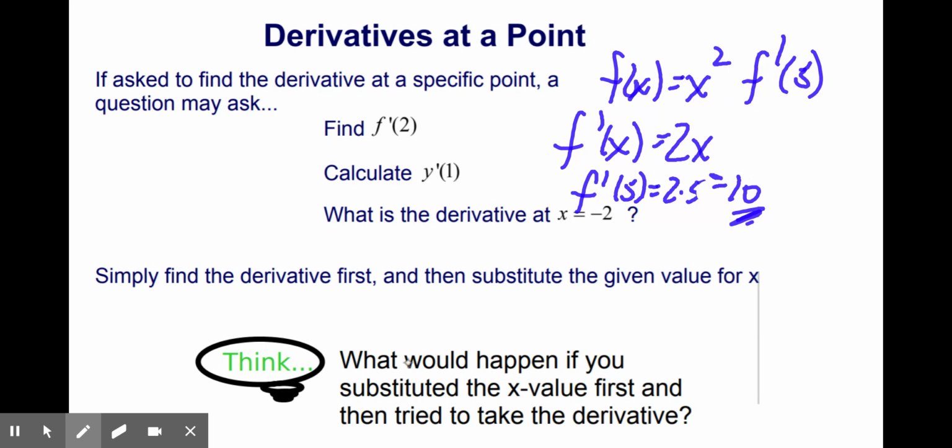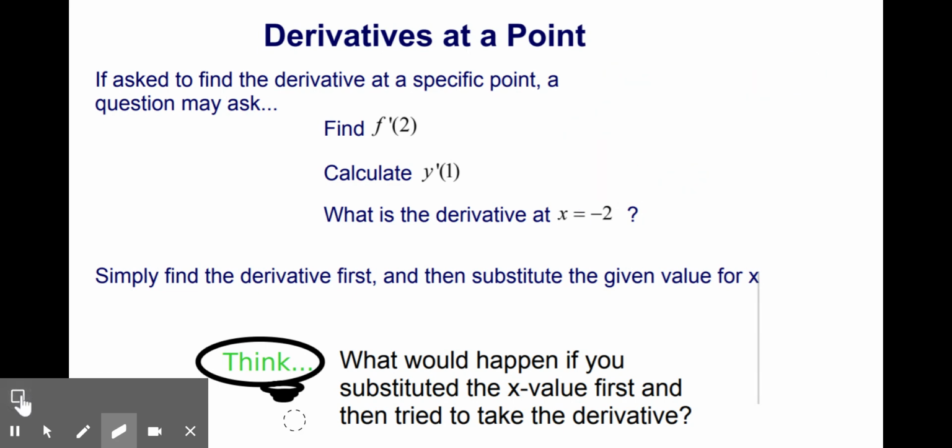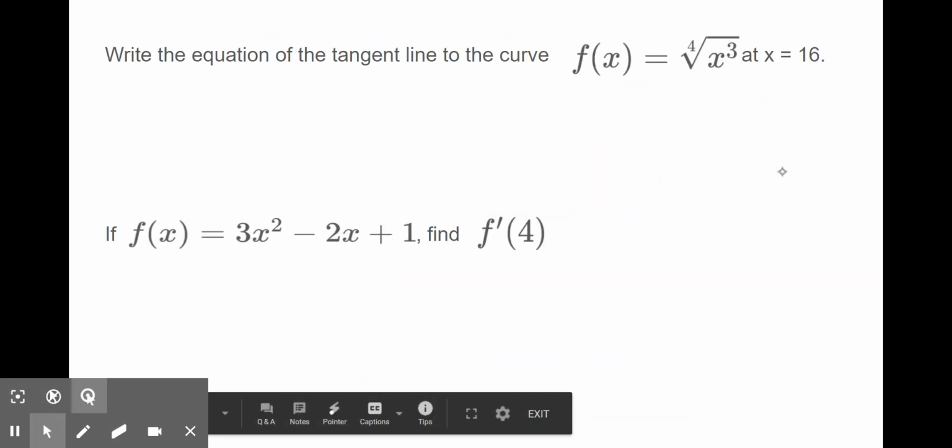Again, what would happen if you substituted that x value first in f of x, then tried to take the derivative? This course would be really easy because the answer would always be 0, every time. Because if you take 5, put it in here, and find the derivative, the answer is 0 because the derivative of a number is 0. So when you want to find the derivative at a point, you need to find the derivative first in terms of x with respect to x, then plug the number in. That is a common mistake at the beginning. Don't be the person to make it.